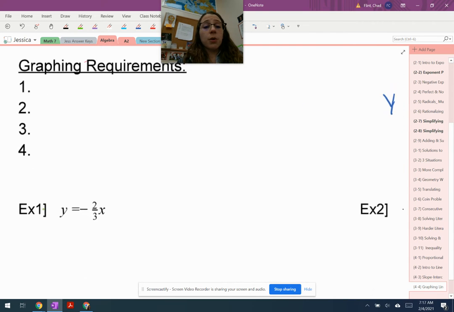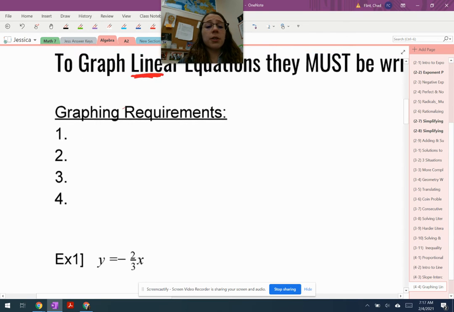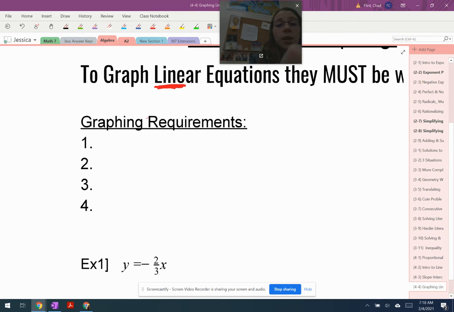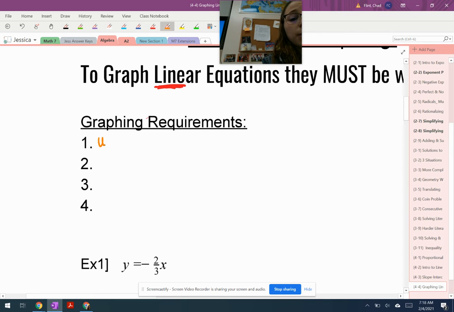Okay, graphing requirements. There are some graphing requirements that you need to follow in order to get full credit when you're graphing these graphs, because we can be lazy sometimes, we can get a little sloppy. So the first graphing requirement, and this is probably the most important one, is that you need to use a straight edge.